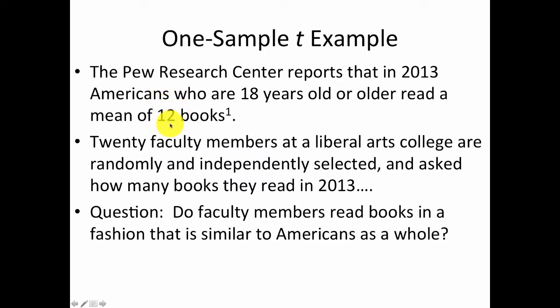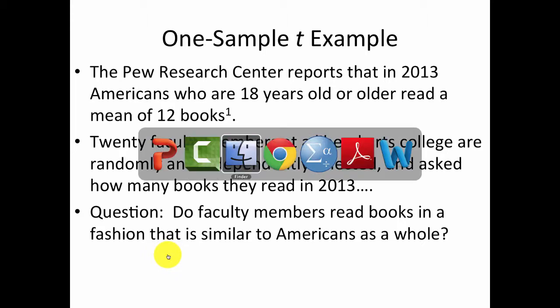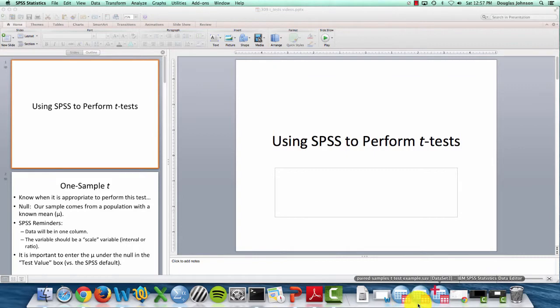Now we understand that because of sampling error, our sample of 20 might have a mean that's different than 12, even if faculty on the average do read 12. So we need to not just know what the mean of the books read is for the 20 faculty members. We need to know whether, based on the variability in the sample and the mean, when we compare it to this population mean, we have reason to think that they might be different at the population level. So let's go over to SPSS.